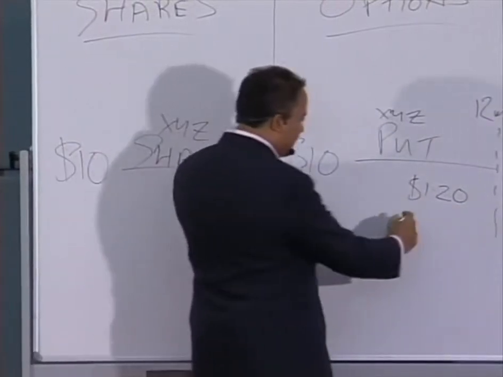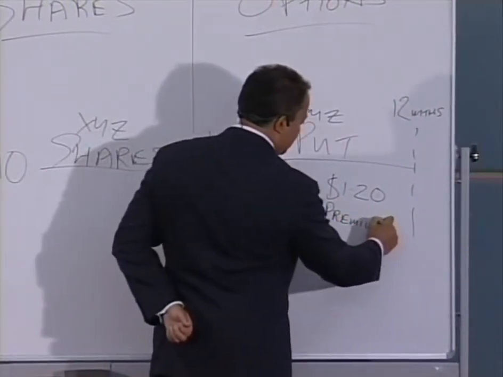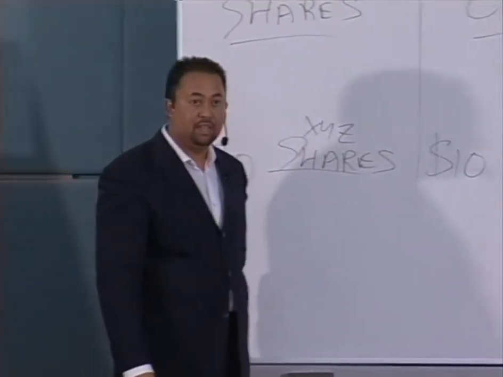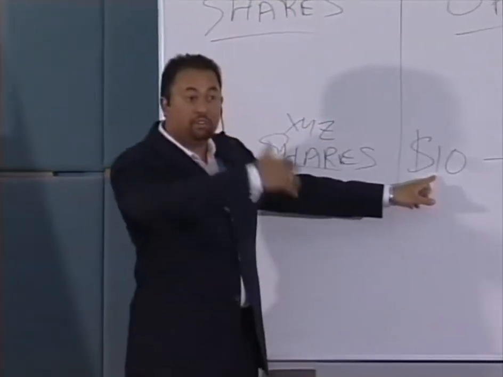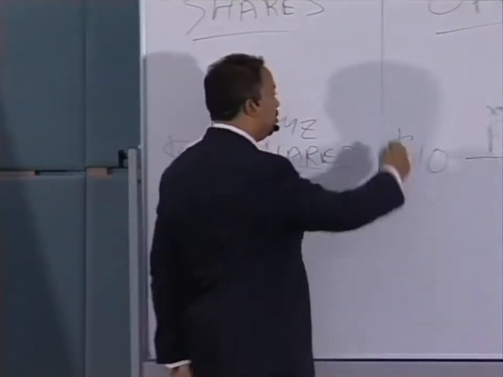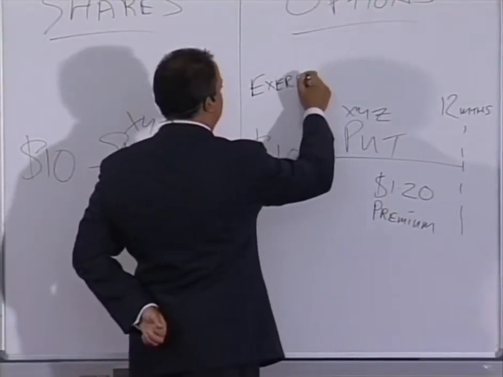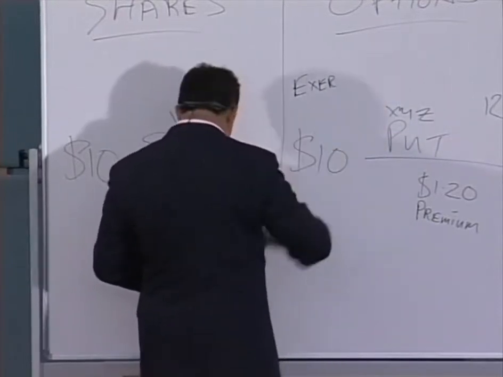Okay, now this $1.20 is the premium that we pay. That's the premium that you pay. This $10 here, which is the equivalent of the agreed value, is what we call the exercise price. It'd be good if I could spell exercise. Can't you tell? I don't know how to spell exercise.